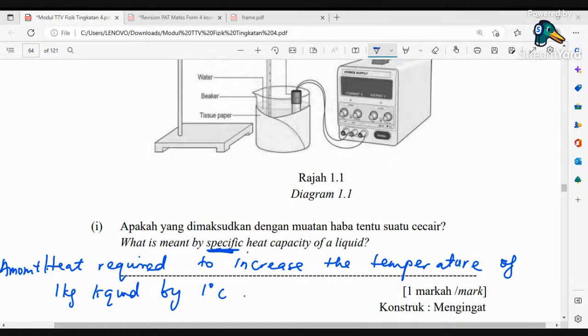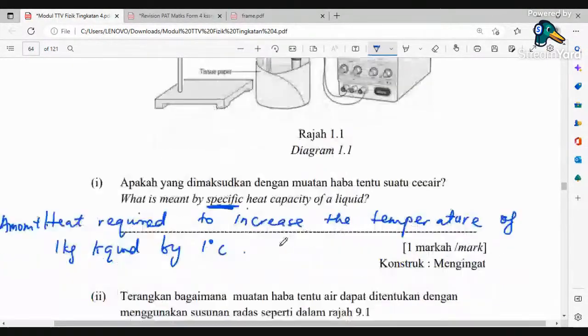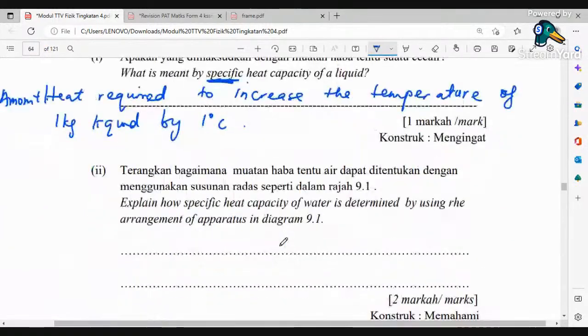Okay, kalau ada soalan boleh tanya sambil ni saya boleh jawab. Okay, kalau ada. Okay, part 2. Explain how specific heat capacity of water it is determined using arrangement of apparatus. Ini proses dia kena explain juga.